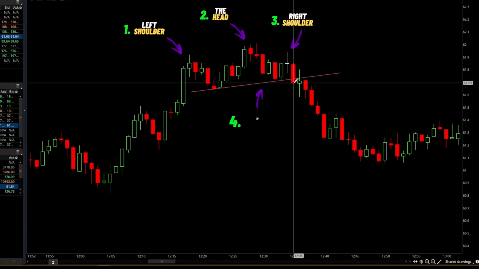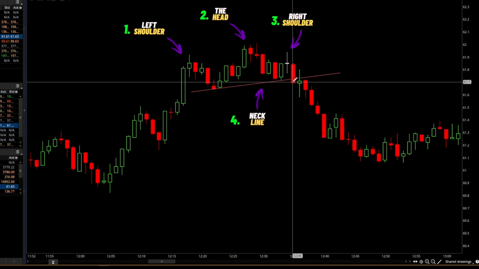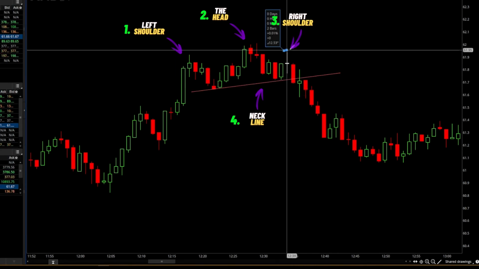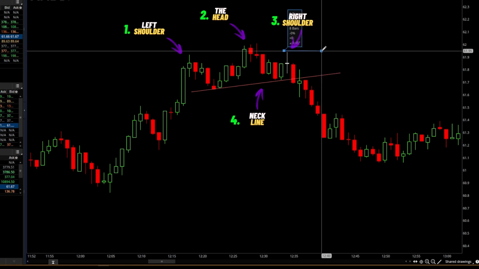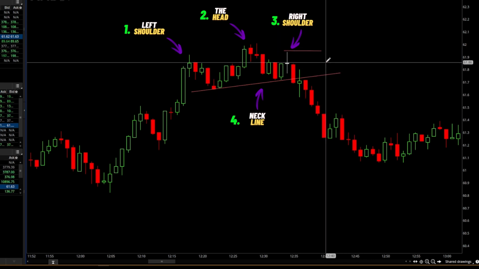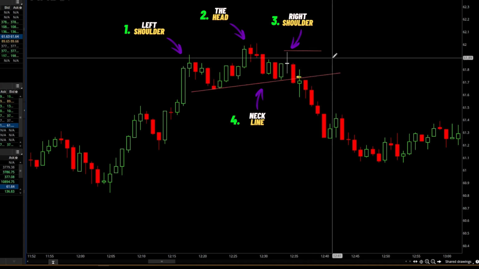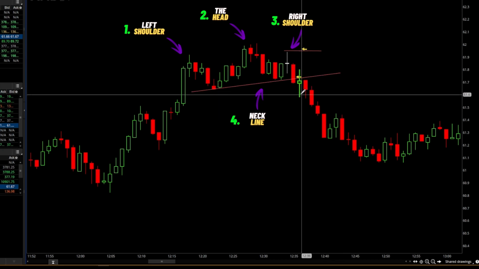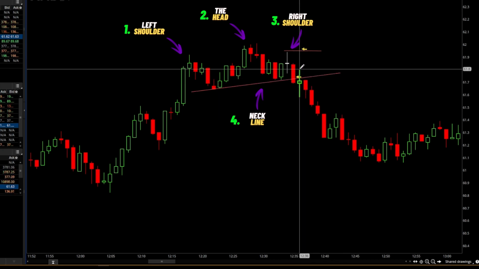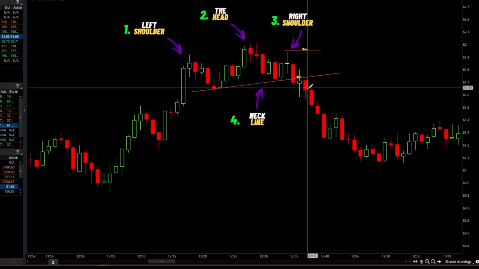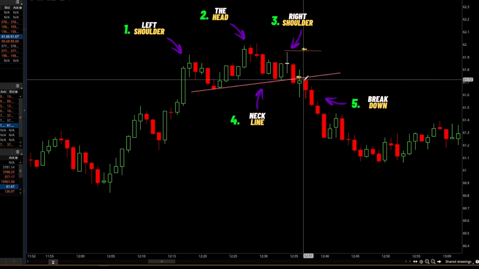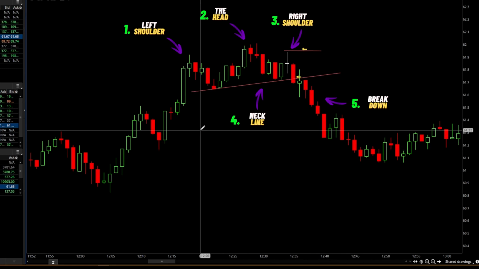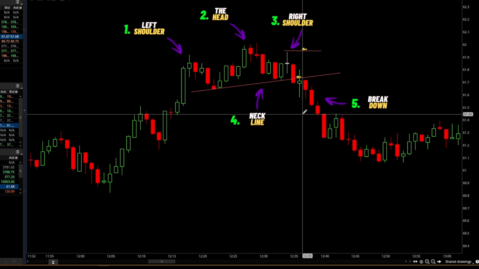So if we were to enter right here, our stop would have been up here, somewhere around that level. All right, so if our entry was here and our stop is here, we can see price moves back up a little bit, but the shorts took over and took it right on down. So this would have been a nice trade. All right, so this is kind of how you trade a head and shoulders pattern.